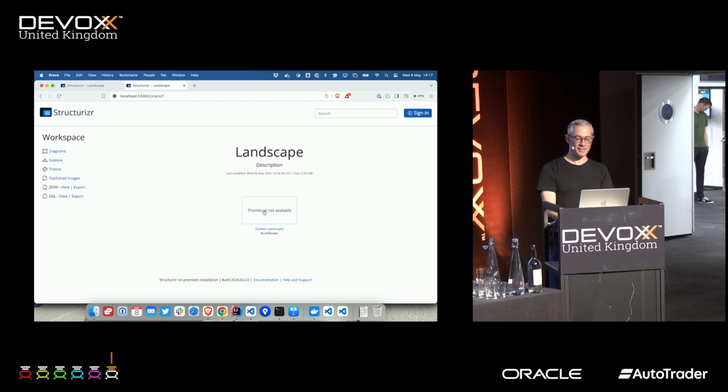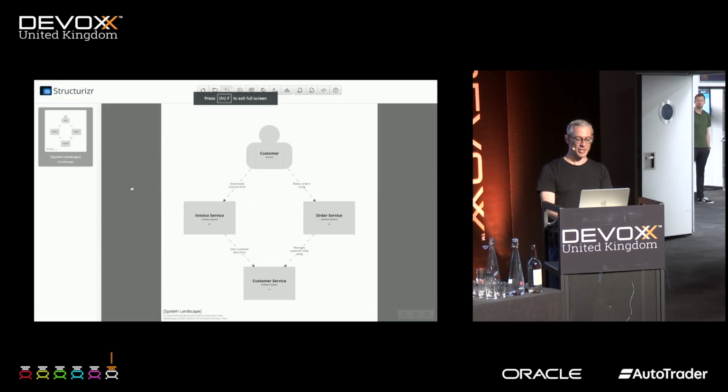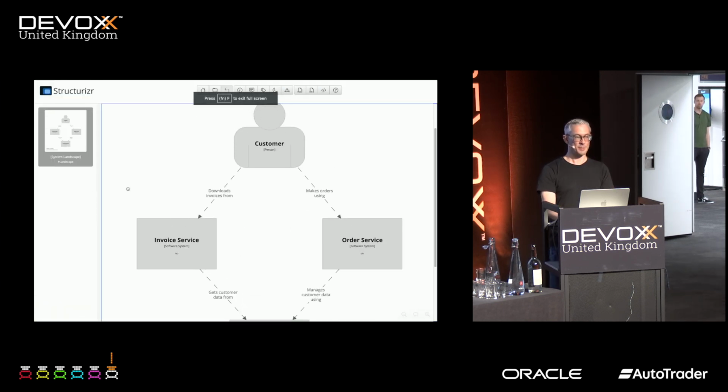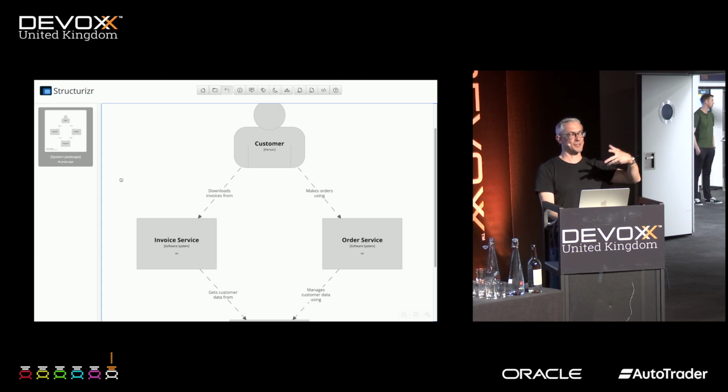And here's the landscape that was automatically generated for us. So it's basically aggregated all of the relationships across all of those three workspaces and dropped them into a single landscape workspace. So this is a really nice way to have your teams do decentralized documentation, but still retain some degree of a centralized view of what's going on across your enterprise.